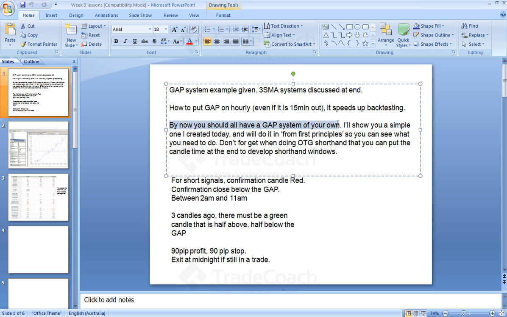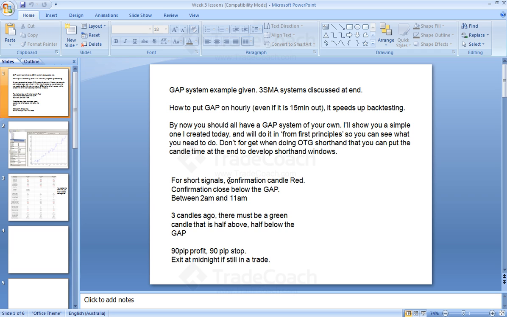So by now you should all have a gap system of your own, but I'm not convinced you have, and that's just because you guys all have different time commitments. I've shown you a simple one I've got from first principles, and I've reiterated the importance of putting the time at the end of your shorthand, because you might just see a particular time of day they're all failing, and you wouldn't have known that unless you write it in that simple fashion. So here's my approach. I've said, just for short signals, I'm going to let you write your long signals if you want. Confirmation candle has to be red, confirmation candle has to be below the gap. I've chosen a window of between 2 AM and 11 AM.